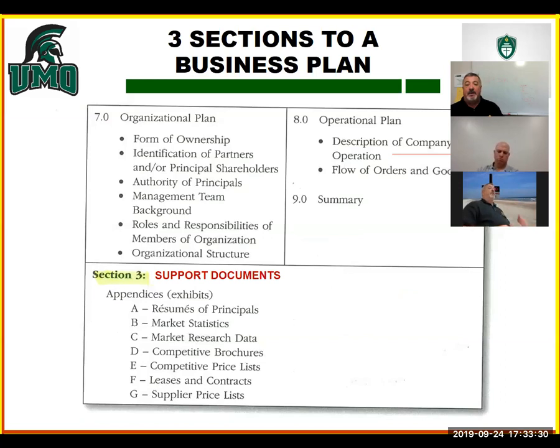Look at that. Who are they? What are their authorities? What is the management team's background? Are they knowledgeable about this particular industry that you're coming up with a plan to get into? Well, organizational structure, again, part of those 3 who's and 4 hows, right? And then a description of the company's operation and flow of orders of goods.